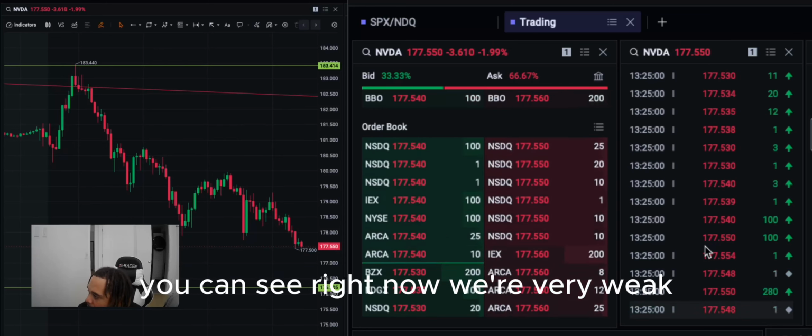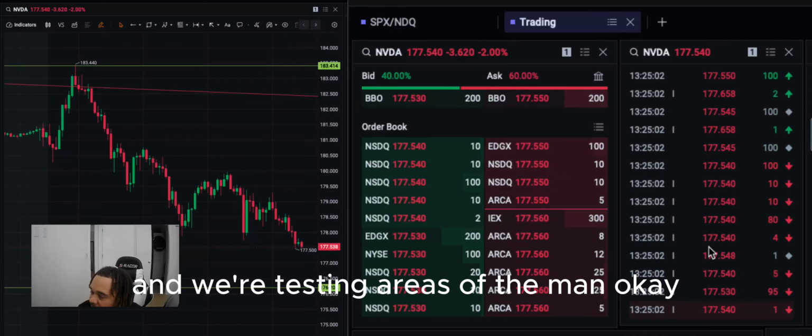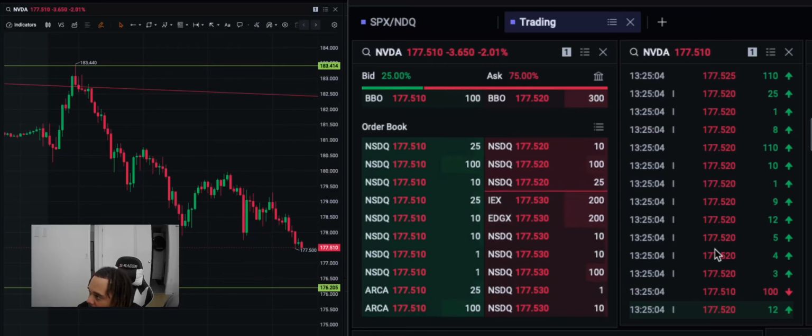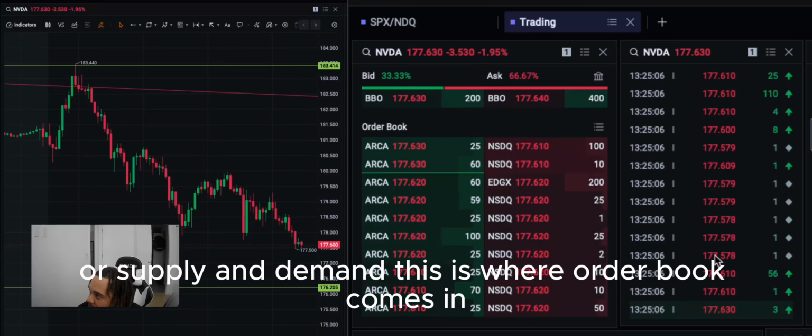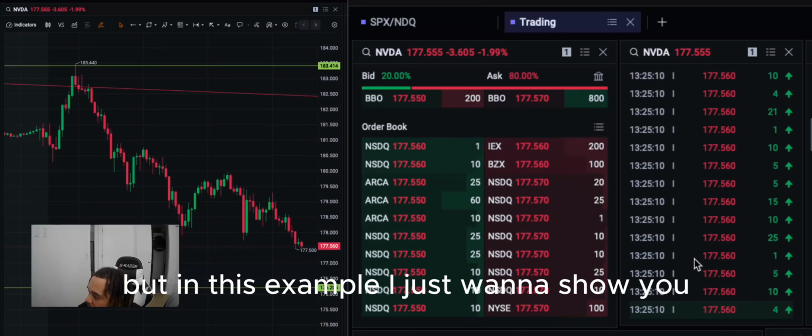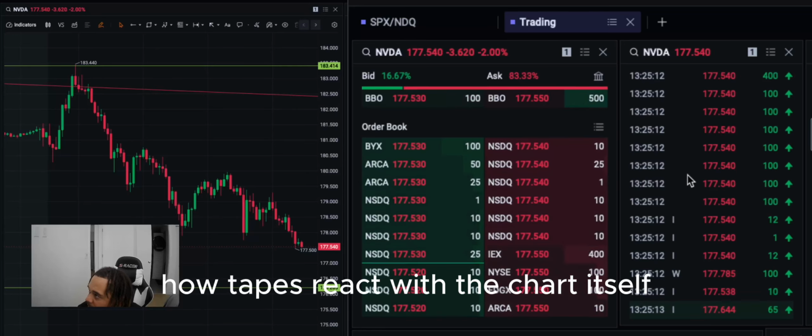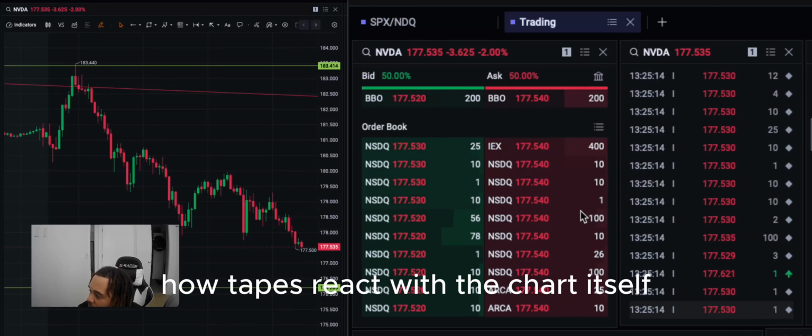So getting into that, as you guys can see here right now, we're looking at the video. You can see right now we're very weak and we're testing areas of demand. And when we talk about support and resistance or supply and demand, this is where order book comes in, but we're going to dive right into it. In this example, I just want to show you how tapes react with the chart itself.